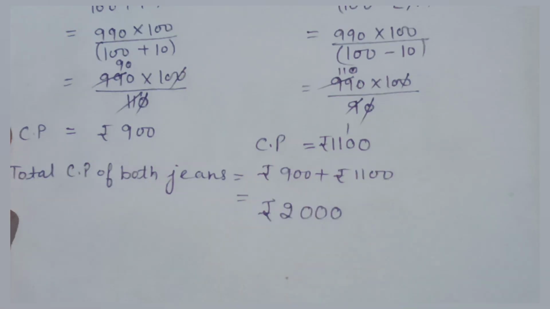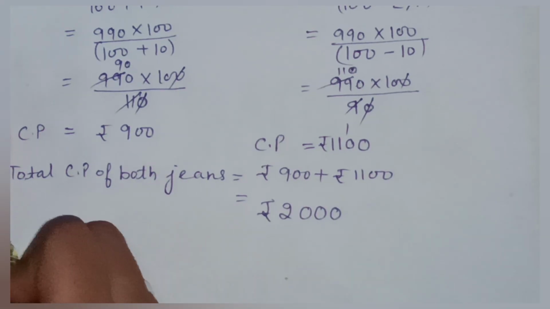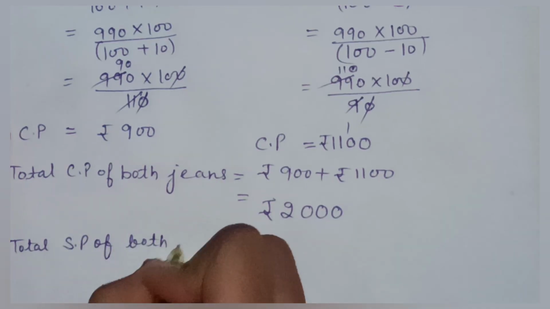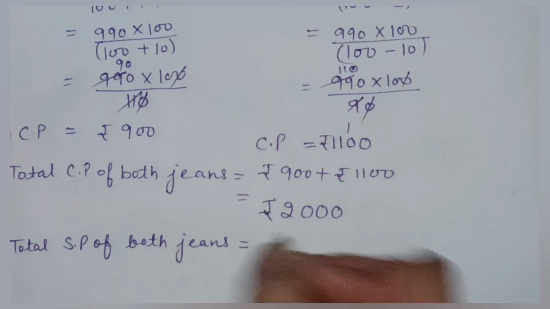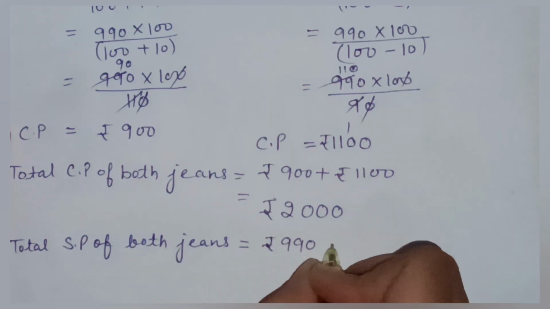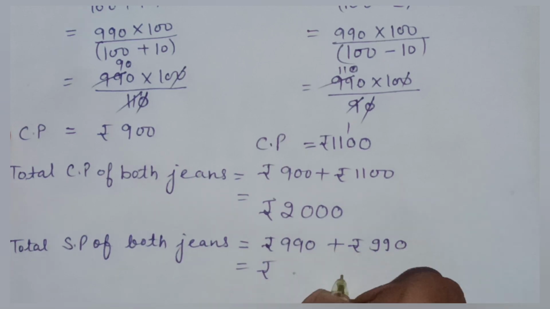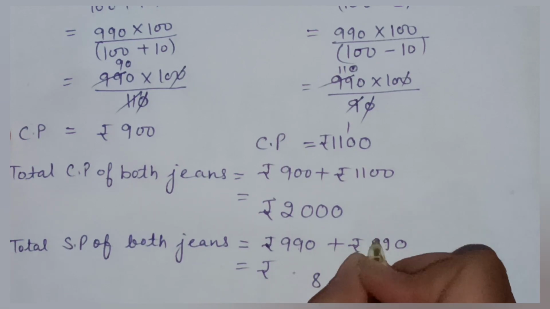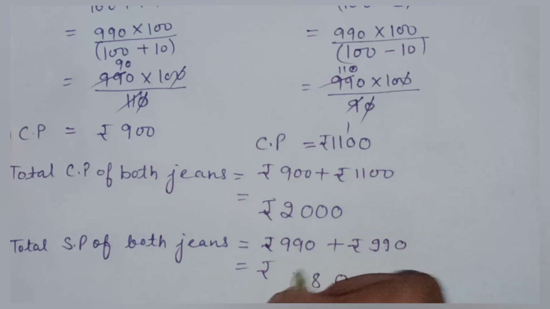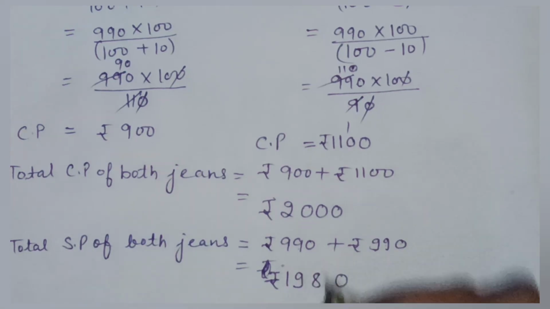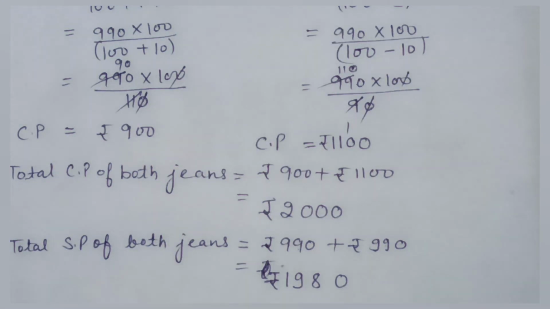So now we have to find the total selling price of both jeans. I write here total selling price of both jeans. This is equal to, given in the question, rupees 990 plus rupees 990. 0 plus 0 is equal to 0, 9 plus 9 is equal to 18, 1 is the carry, 9 plus 9 is 18 plus 1 is 19. 1980 here. So from here the cost price is equal to rupees 2000 and the selling price is equal to rupees 1980.